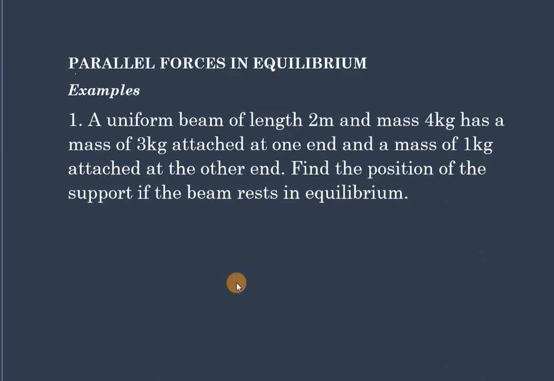These conditions are also correct for other forms of coplanar forces. So around here we have a uniform beam of length 2 meters and mass 4 kg, with a mass of 3 kg attached at one end and a mass of 1 kg attached at the other end. Find the position of the support if the beam rests in equilibrium. We need to make some diagram here that can enable us solve this problem.